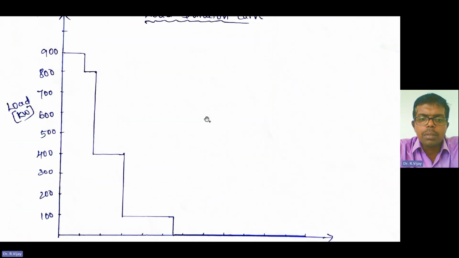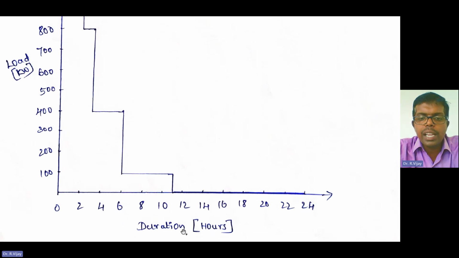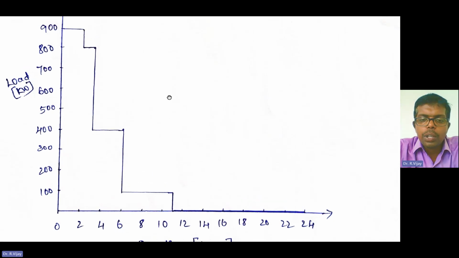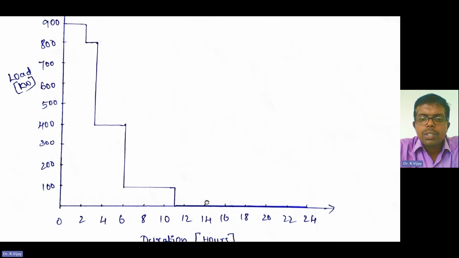load duration curve. Yes, the load duration curve is very simple. On this axis, we are taking the duration in hours, so while drawing the load duration curve you need to write duration in hours. Here I have taken 0, 2, 4, 6, 8, 10, 12, 14, 16, 18, 20, 22, and 24, because it is duration. That's why I have directly taken 0, 2, like that up to 24.